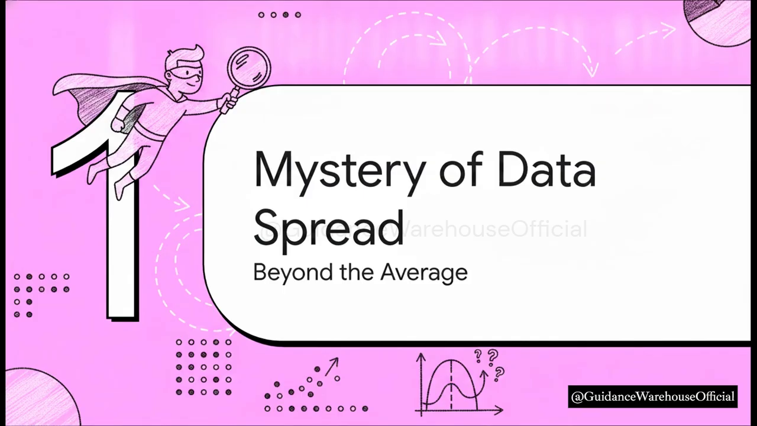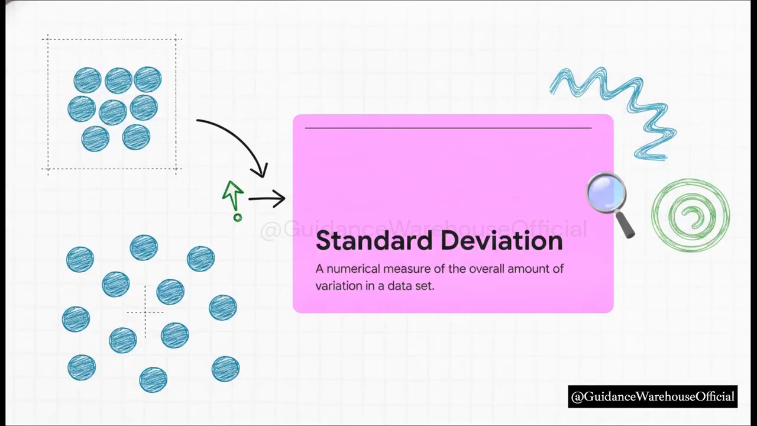The mystery of data spread. Let's officially introduce the star of our show. The standard deviation is simply a number that measures how far data values are from their mean. It's always a positive number, or 0. If the standard deviation is small, it means your data points are hugging tight to the average. If it's large, your data is scattered and spread completely out. It gives us a fantastic numerical measure of the overall variation in any given data set.